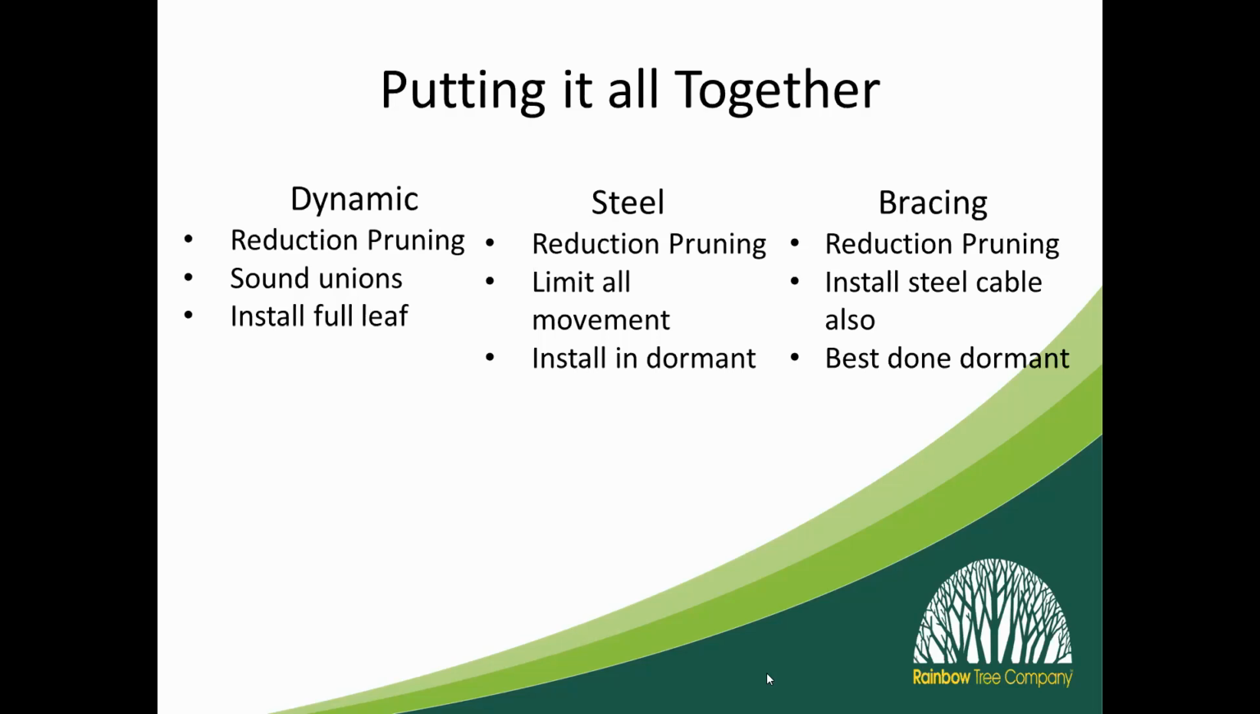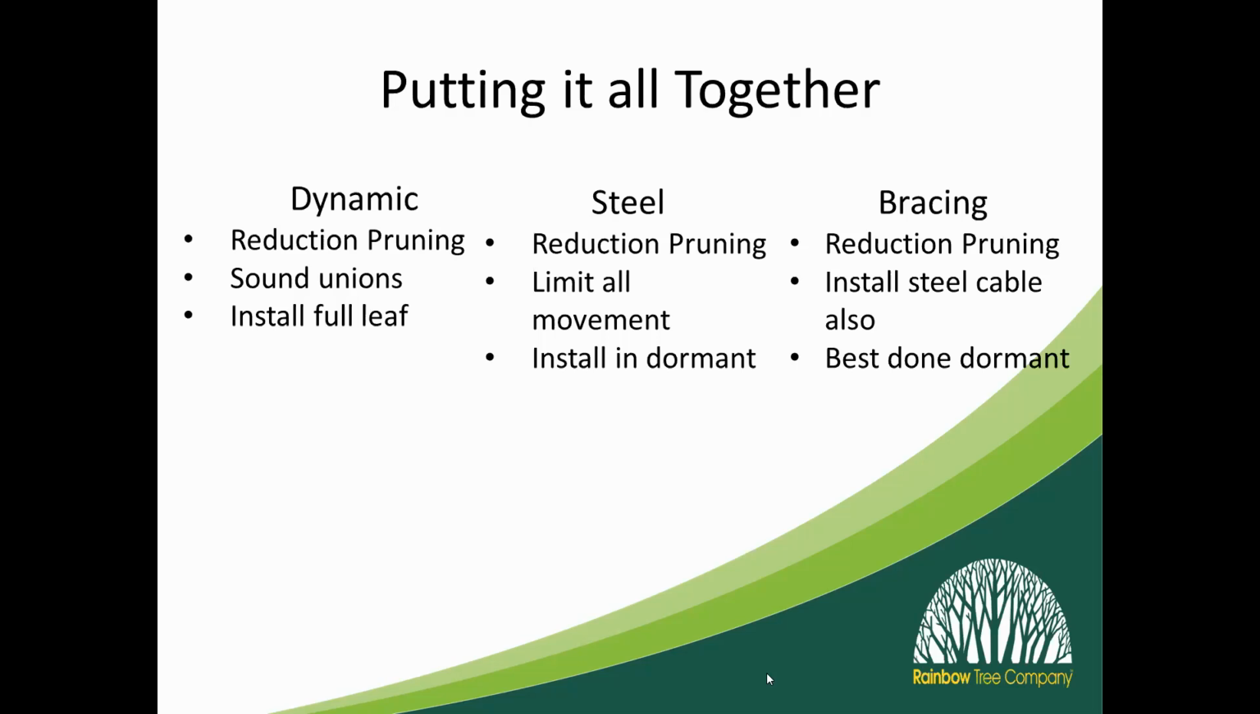The first thing we need to consider is doing reduction pruning on the leader or limb we want to cable. I really want to hone in on this because I feel we don't do enough of that. If we know we have a defect and we're doing a steel cable, like we know that this union is defective and we're trying to support it, we should be doing some sort of reduction pruning because that's going to reduce so much of the load.